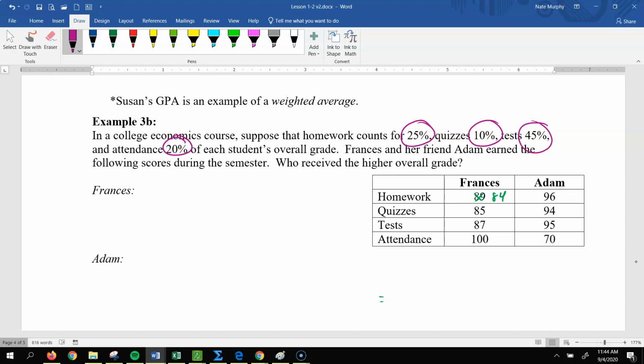Now you want to change those to decimals. So we never use a percent as a percent. Remember, we always change them to decimals. So I'll just briefly remind you that 25% would be 0.25, 10% would be 0.1 or 0.10, 45% would be 0.45, and 20% would be 0.2 or 0.20. So I want you to use those as the weights. So go ahead and try this one out. So pause this video and hit play when you're ready to check to see if you've done it correctly.